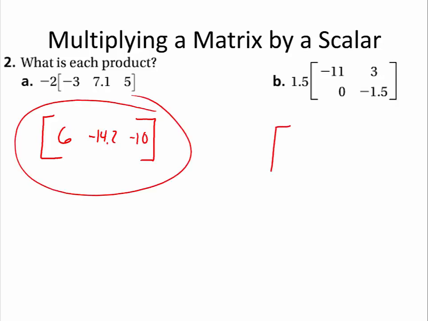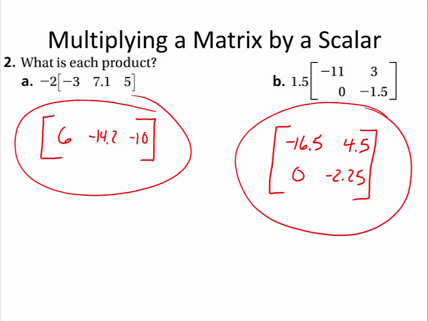For the next one, it's a 2 by 2. I always like to make my matrices a little bit bigger so I have room to write. 1.5 times 11 first is 16.5, or a negative 16.5, I should say. And then 1.5 times 3, which is 4.5. And 1.5 times 0 is, of course, 0. 1.5 times a negative 1.5, which is a negative 2.25. And there's your final answer.